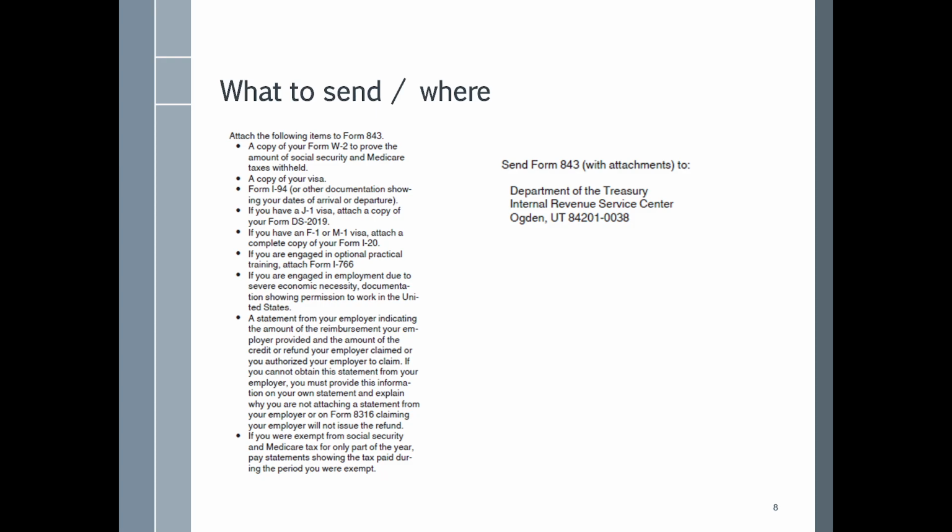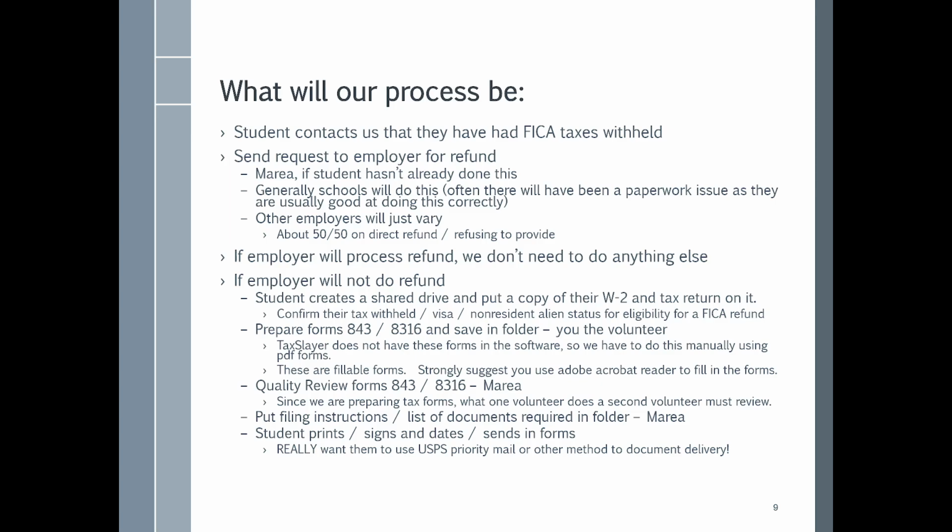This is a list of the additional information that has to get sent with the Form 843. This is just a copy from the Publication 519, but basically visa, passport, travel history, I-20 or DS-2019, and so on and so forth. So there's a bunch of stuff that has to get sent in.